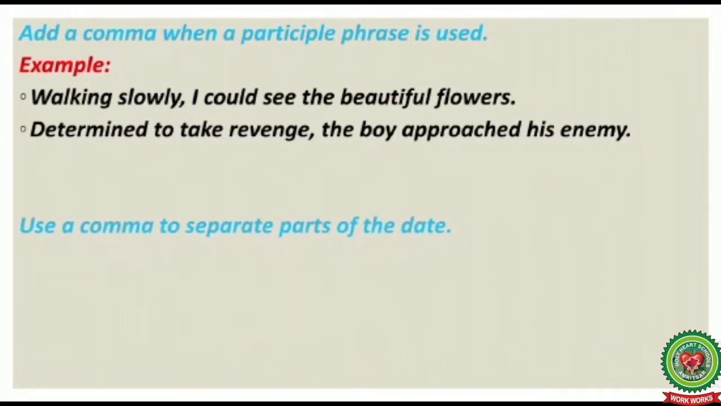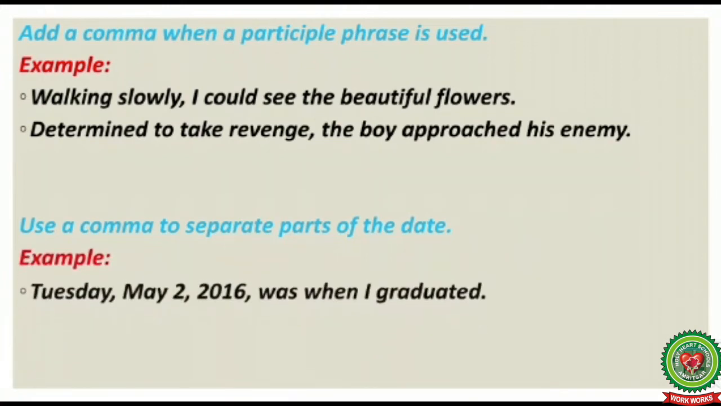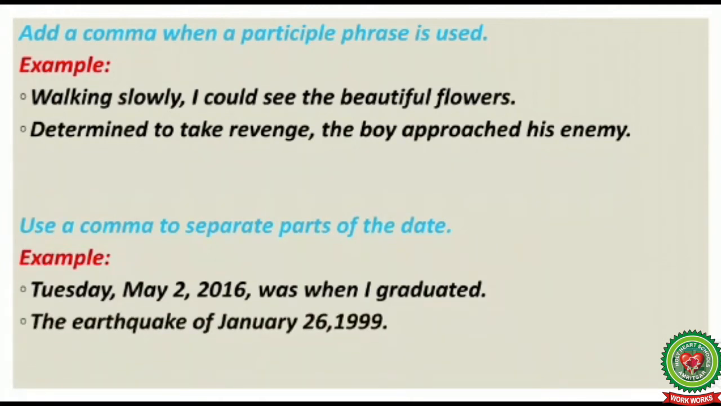Use a comma to separate parts of the date. Example: Tuesday, May 2, 2016 was when I graduated. Children, here we have separated the parts of the date. It is written like Tuesday, comma, May 2, comma, 2016. The earthquake of January 26, 1999. Similarly, we have separated the parts of the date January 26, 1999.